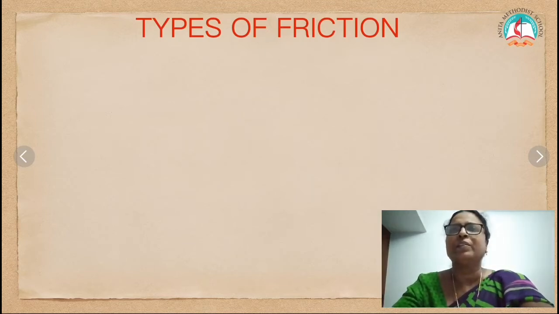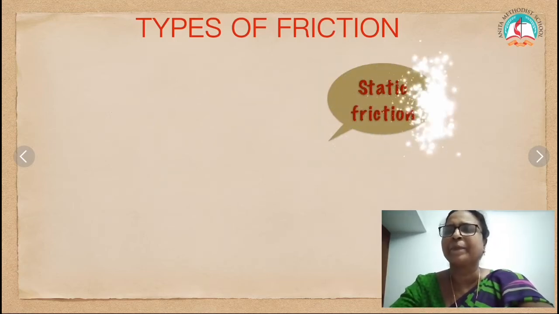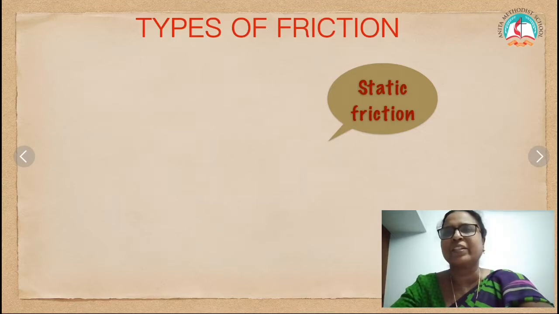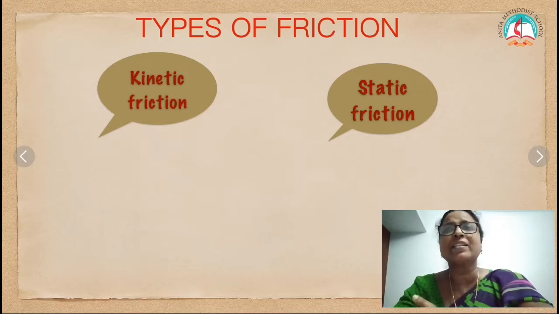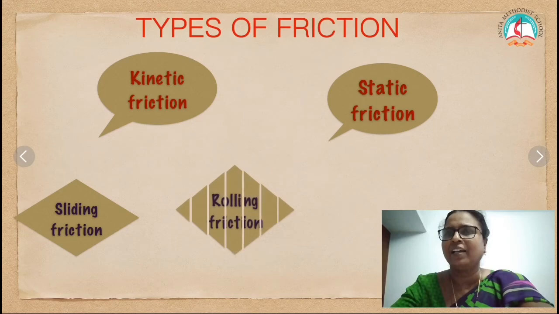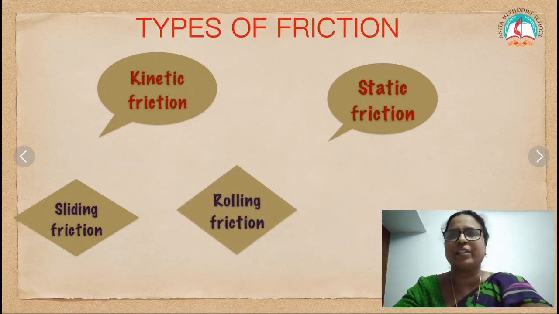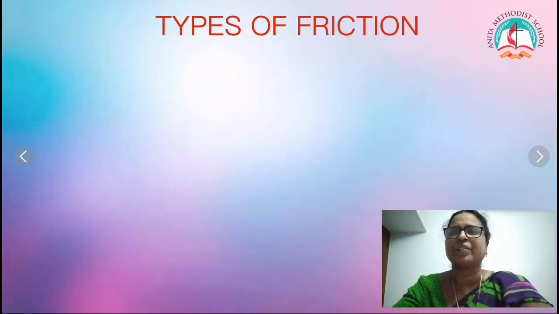You can see that friction is classified into two types. One is static friction. The other one is kinetic friction. This kinetic friction is again classified into two types. One is sliding friction. The other one is rolling friction. So first we will see static friction.